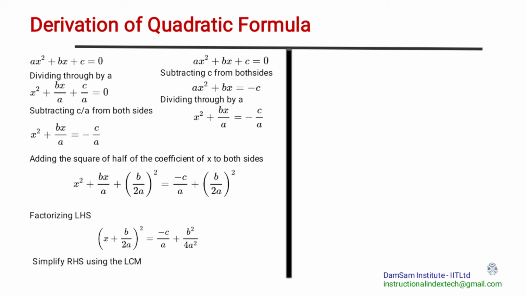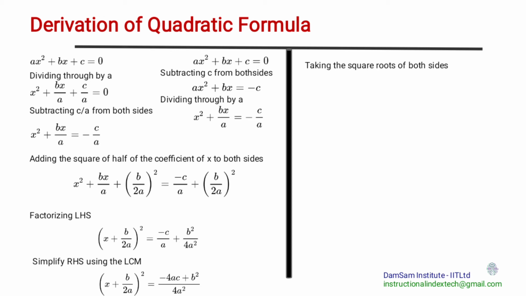Then we proceed to simplify the right hand side by taking the LCM of a and 4a squared, which is 4a squared. How many a do we have in 4a squared? That is 4a. 4a times minus c will be minus 4ac, plus how many 4a squared do we have in 4a squared? That is 1. So 1 times b squared is b squared. And that is what we have.